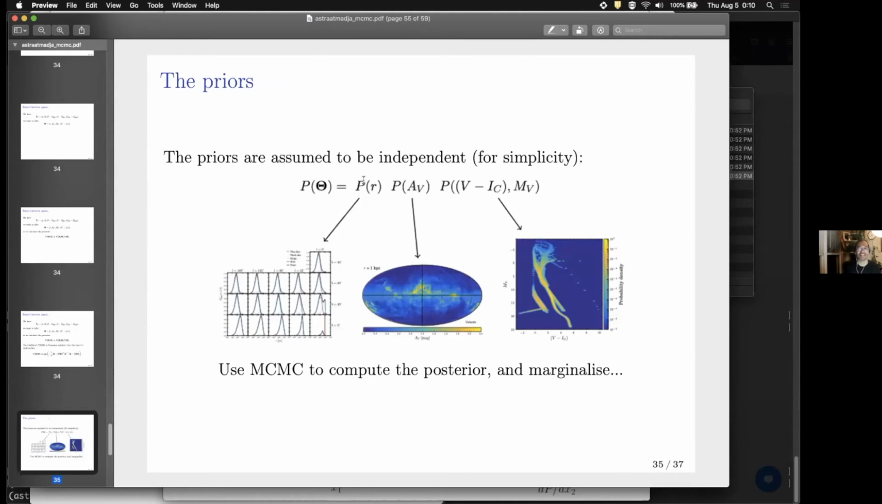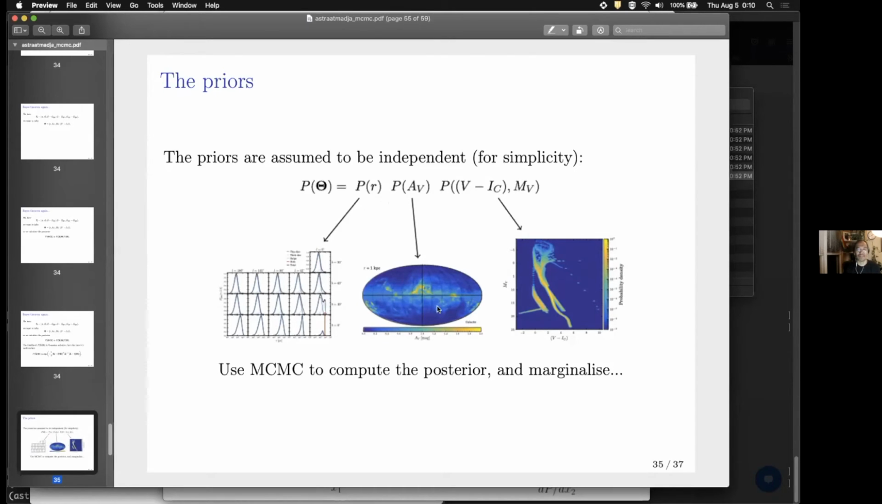So those are the priors. We assume distance and extinction to be independent, but of course we can't assume color and absolute magnitude are independent, because we have a prior for that. It's called the HR diagram, the color-magnitude diagram. Stars are not randomly distributed along color and absolute magnitude. There is actually a function that tells us where to find stars in that space. So that's what we use.